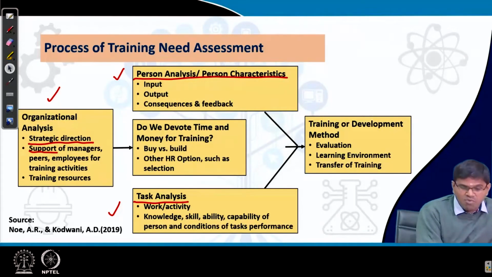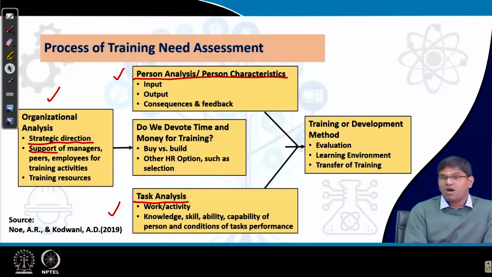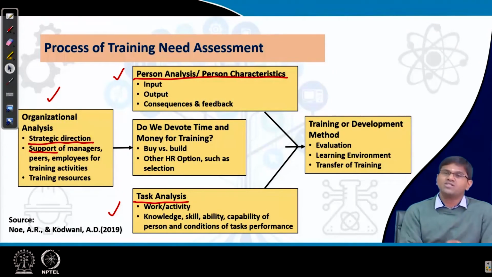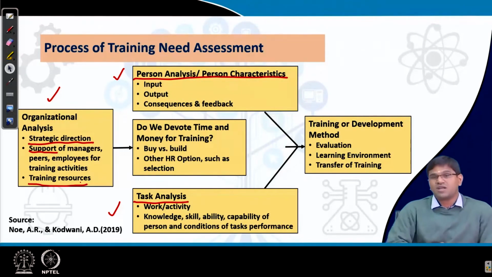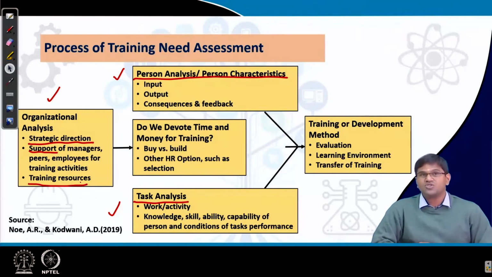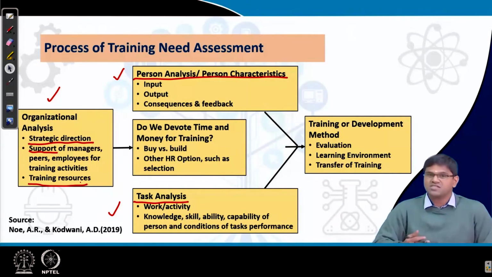Then comes the support that managers are going to provide for training, and how appreciative they are going to be of conducting training programs. Then, how the peers and employees are going to be supportive of the training activity. That's very important. Unless there is support at the organization level for the training needs, whatever effort you put in cannot translate into performance. It is also required to see what training resources are available. The resources may be technological, or the trainer itself is also a resource.